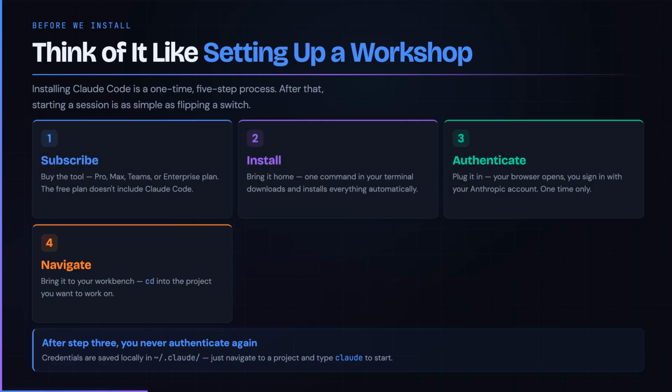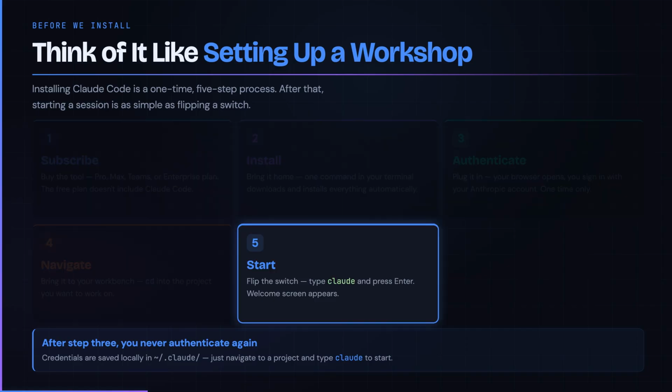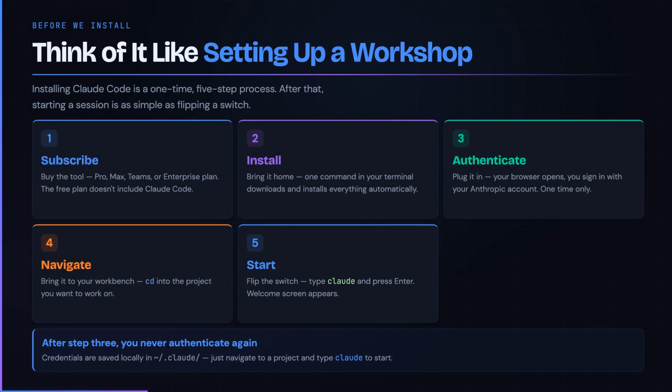Step 4. Navigate to your project. Before you type Claude, use cd to change into your project folder. Claude Code operates in whatever directory you started it from. It only sees the files in that folder. This matters more than it sounds, and we'll come back to it. Step 5. Type Claude and press Enter. The welcome screen appears. You see your project directory and the model name, and there's a prompt waiting for you to type. You're in. Every future session starts exactly here. After that one-time setup, this is all it takes.